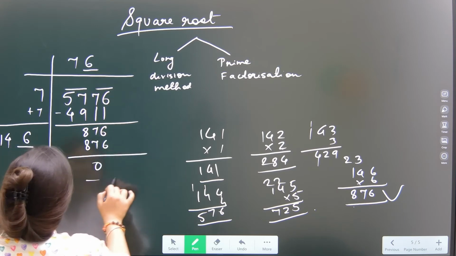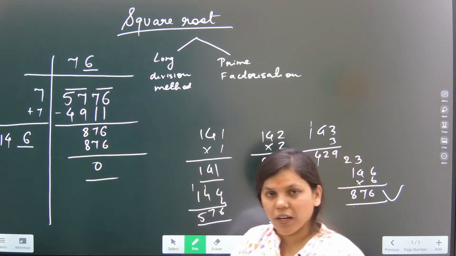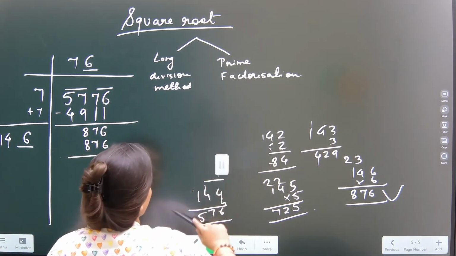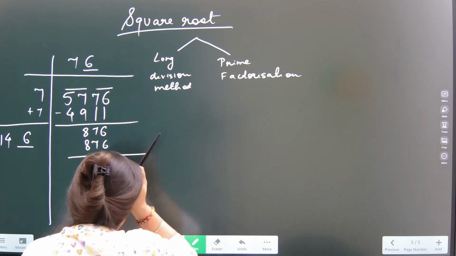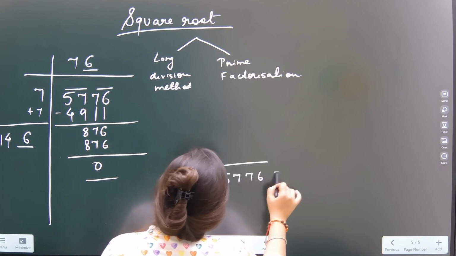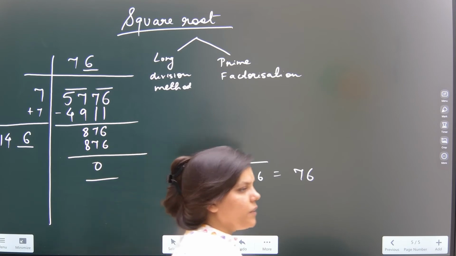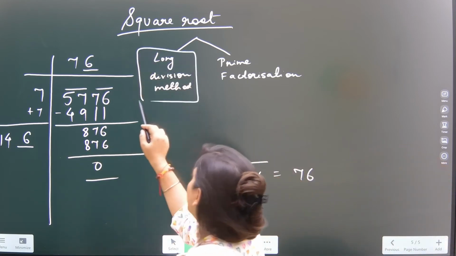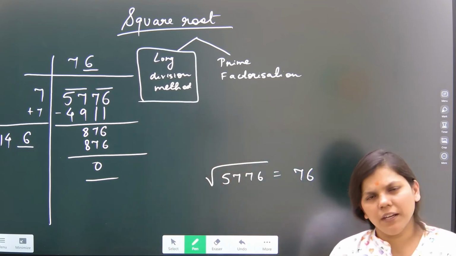The remainder is 0. Means the square root of 5776 is 76, okay. Under root 5776 is 76, okay. So this is the method and it's called long division method. With the help of long division method, I can find the square root of any number.